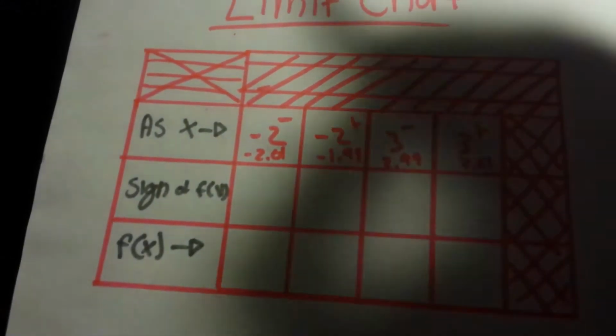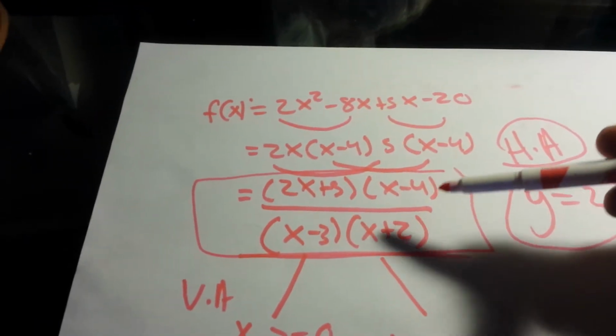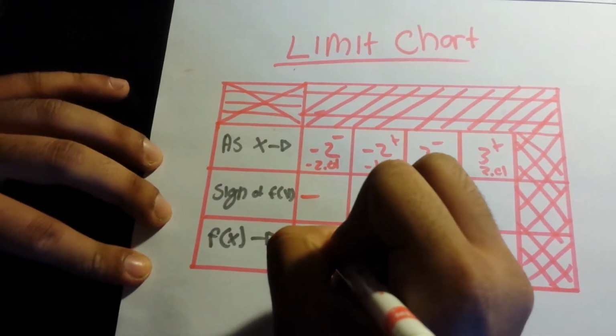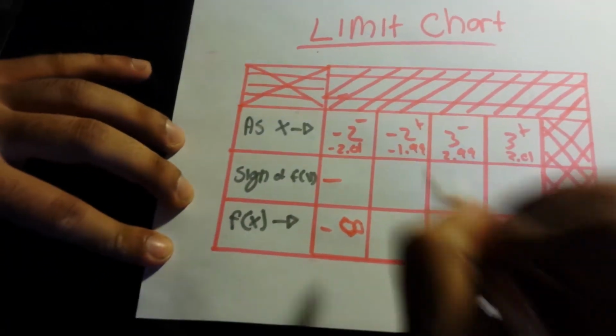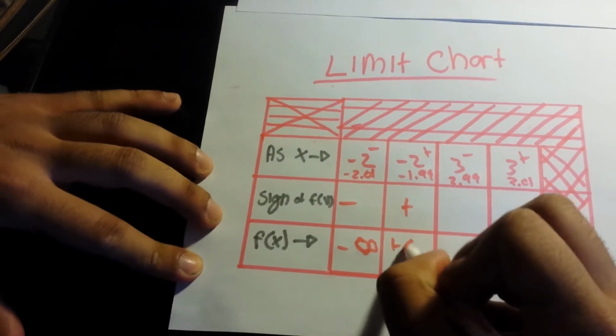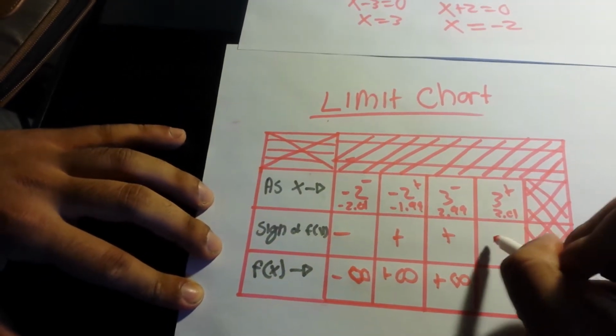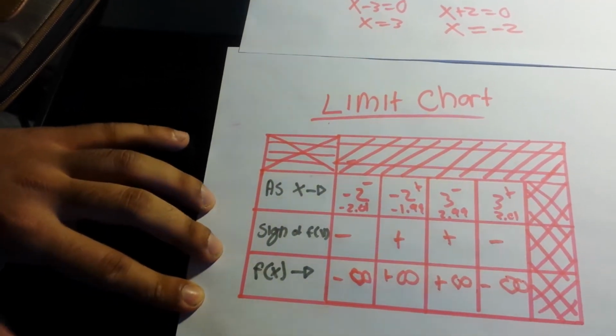Now you will sub these numbers into your factored equation, and then that will tell you whether it's negative or positive. Alright, now for the first one you get a negative, which is negative infinity. And then for the second one you get positive, which is positive infinity. And then you get another positive, positive infinity. And then now you get negative, negative infinity.